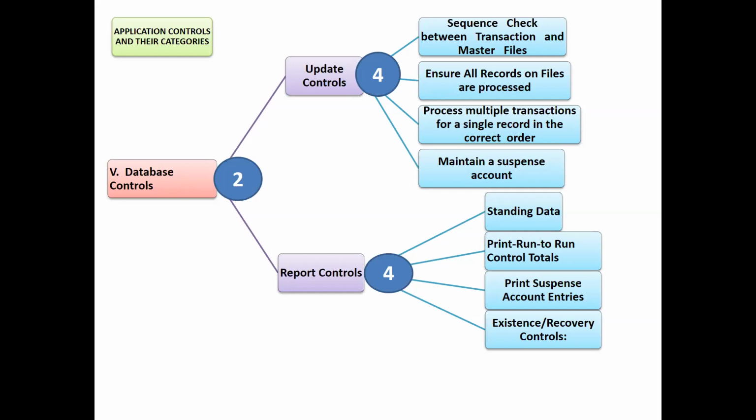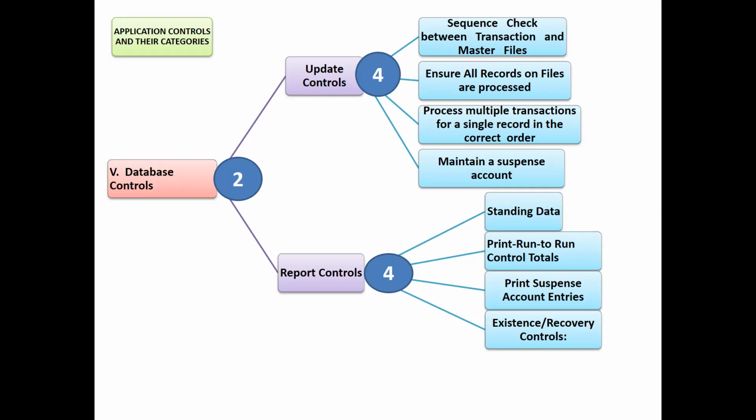Print run to run. So after processing 1, you have to go to process 2. Similarly, process 3. Like that, whatever number of processes you are doing, step by step, that is print run to run controls. Only when process 1 is fully closed, you should forward it to the second or third. Similarly, print suspense account entries means any unauthorized or uncalculated or irrelevant data. The computer system should ensure that nothing is left unprocessed. So that is print suspense account entries. If anything is there, then something is wrong.